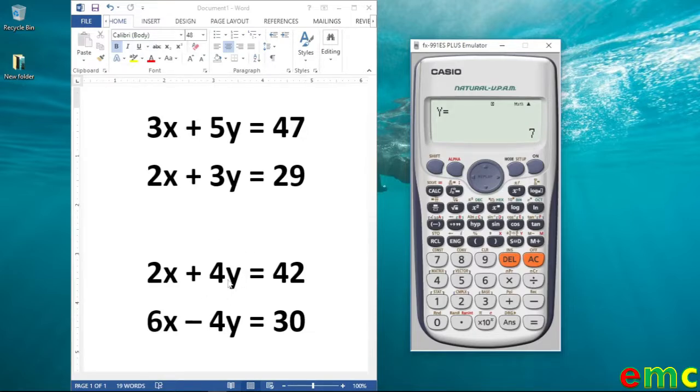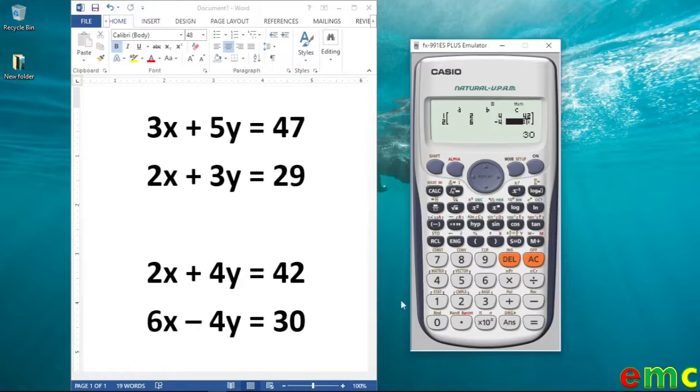Going to this second example, we have 2x plus 4y equal to 42, and we have 6x minus 4y equal to 30. So let's go back and input our values. In the first equation, we have 2, so you input 2. The second one, we have 4, you input 4. And on the other side of the equation, we have 42. In the second equation, we have 6. And here we have negative 4, and we have 30 on the other side of the equation. We enter 30. Now we have entered the values.